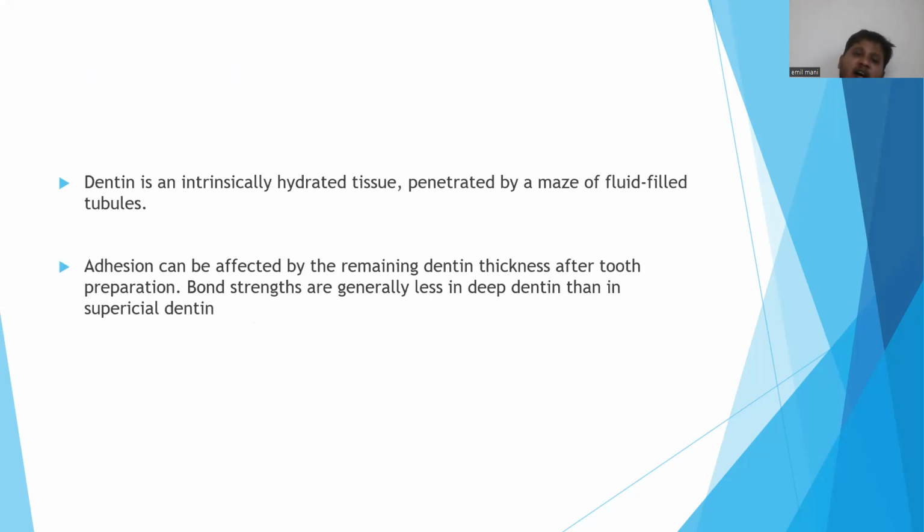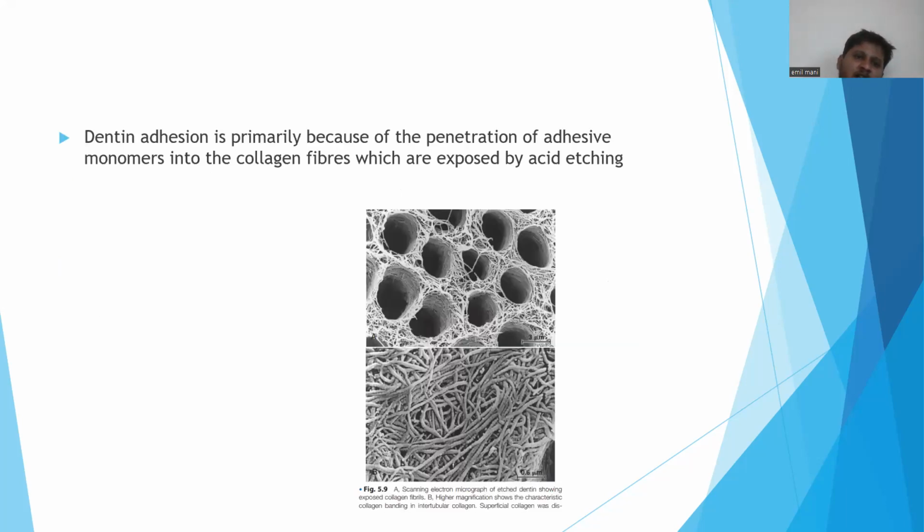Dentin is an intrinsically hydrated tissue penetrated by a maze of fluid-filled tubules. Adhesion can be affected by the remaining dentin thickness after the tooth preparation. Bond strengths are generally less in deep dentin than in superficial dentin. Dentin adhesion is primarily because of the penetration of adhesive monomers into the collagen fibers, which are exposed by acid etching.